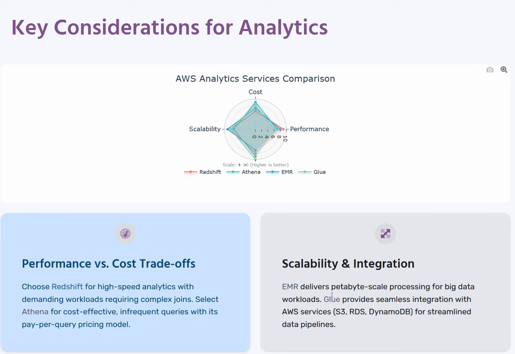Scalability, EMR delivers petabyte scale processing for big data workloads. Glue provides seamless integration with AWS services. Glue normally processes the data, ETL, and so it can load it to S3, RDS, DynamoDB, data pipelines, right? So here you see there is scalability for Redshift, Athena, EMR, and Glue.